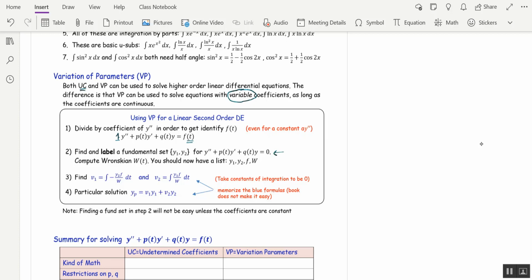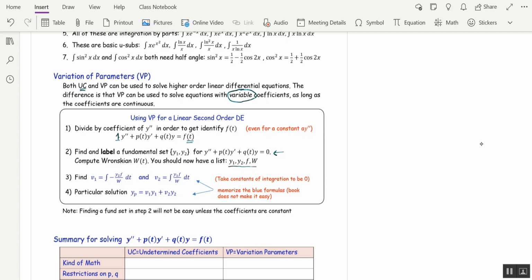Now it doesn't matter how you label y1 and y2, but it does matter that you stick to those labels throughout the solution. Then you're going to compute the Wronskian of y1 and y2, and at this point you'll have a list of 4 functions. You'll have a y1, a y2, an f, and a w.